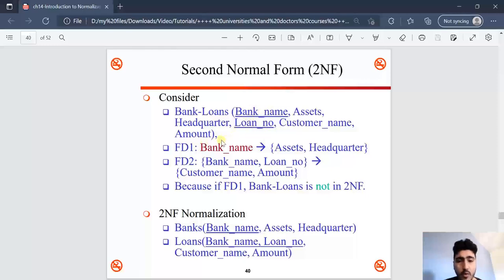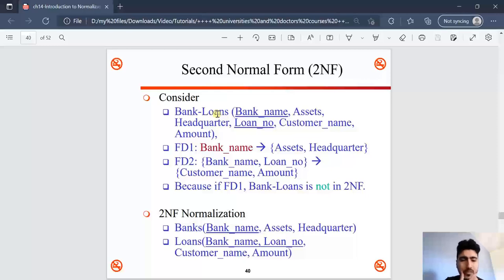In order to find whether this relation is in 2NF, first of all it must be in 1NF. Let's now find whether this relation is in 1NF. For a relation to be in 1NF, all the attributes must take single atomic values. As we see here, all the attributes are single and atomic. None of these attributes is a composite attribute. Now, this relation is in 1NF.